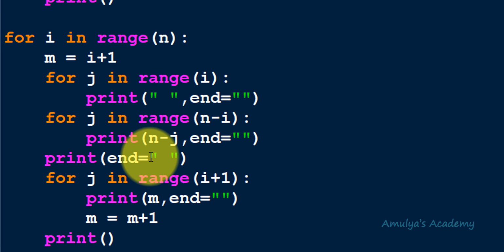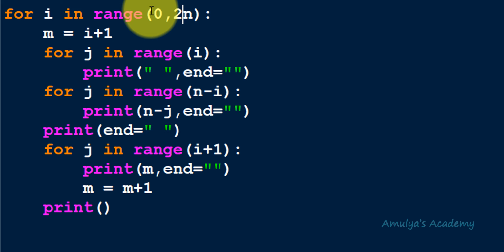Because here the difference between the numbers is 2 and we are writing these two patterns, part 3 and part 4, together, I need to make a small change in this for loop. We need to start from 0, and I need to take 2 multiplied by n. Here I need to take the step as 2.